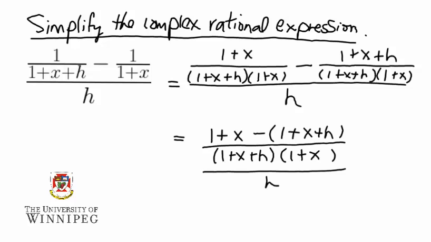I've gone ahead in this step and I've combined the two fractions in the numerator into one single fraction. Notice here that I put brackets around the 1 plus x plus h because I know that this negative 1 has to be distributed to the 1, the x, and the h. So in our next step, let's simplify this numerator and cancel off any terms that we can.